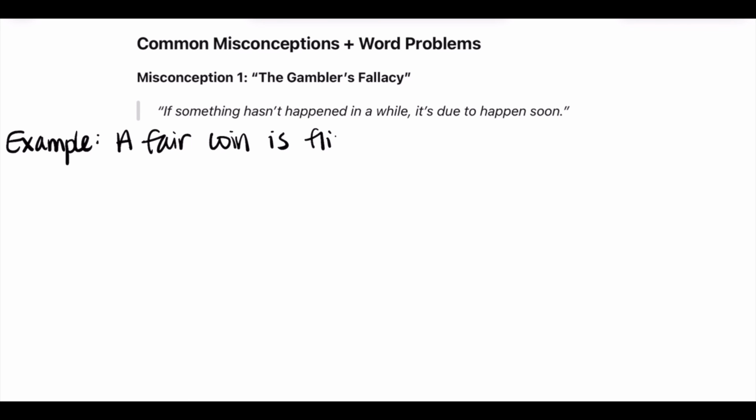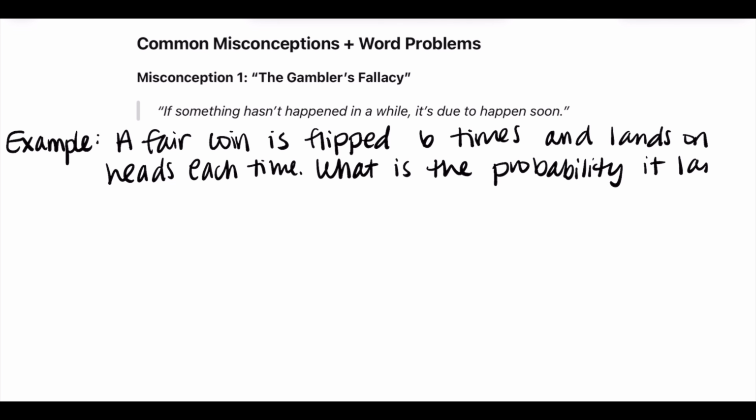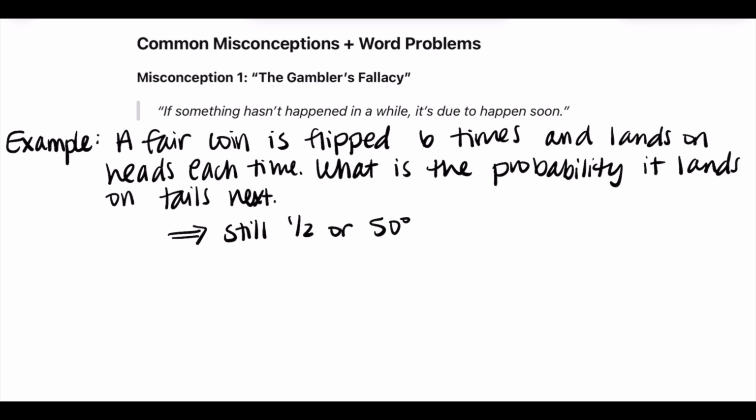Misconception number 1 is the gambler's fallacy. So if something hasn't happened in a while, it's due to happen again soon. An example of this in a word problem would be a fair coin is flipped 6 times and lands on heads each time. What is the probability of it landing on tails next? So a lot of people will think, okay, well, it's flipped 6 times and it's landed on heads each time, so it'll probably not land on tails next time, right? But the probability is still just 50-50. 50% or 1 out of 2, right?